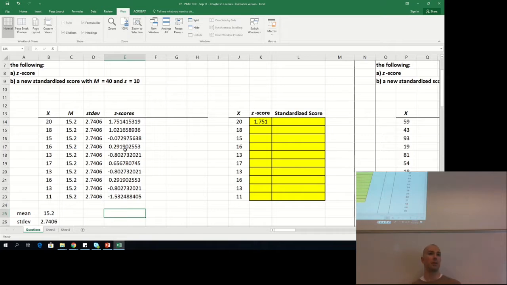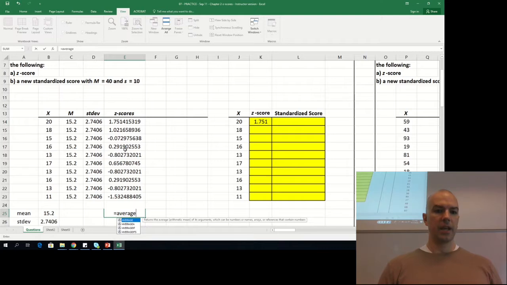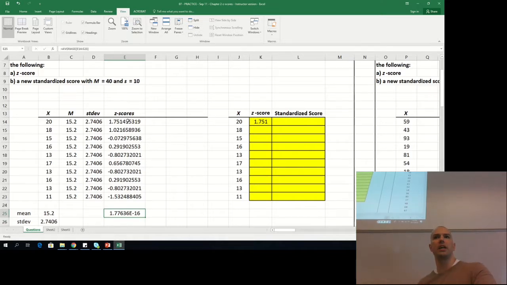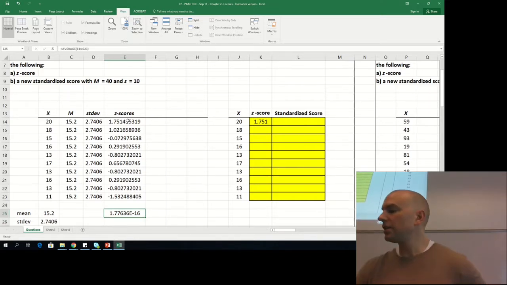They must have a mean of 0. What's the other thing? Standard deviation of 1. So whenever you're calculating z-scores and you don't have that automatic correction feature, just very quickly put in equals average, highlight your z-scores, close those parentheses, and you're going to get a number that looks like that in Excel. If you're familiar with scientific notation, you'll know what that means.